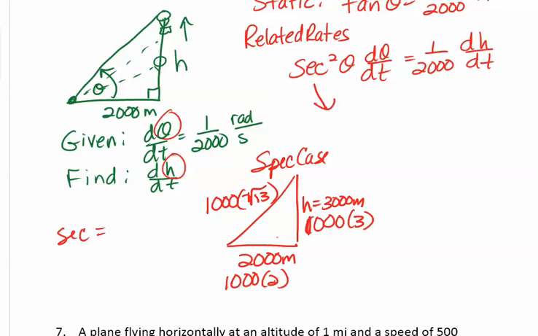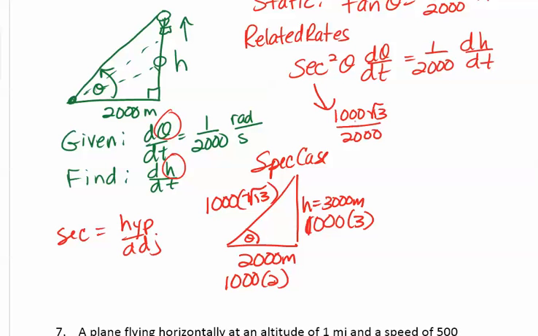And we could simplify that. So let's cross out the zeros. That's our secant, so we need to square it. And our d theta dt was given this time to be 1 over 2,000. And on the other side, we're looking for dh dt.